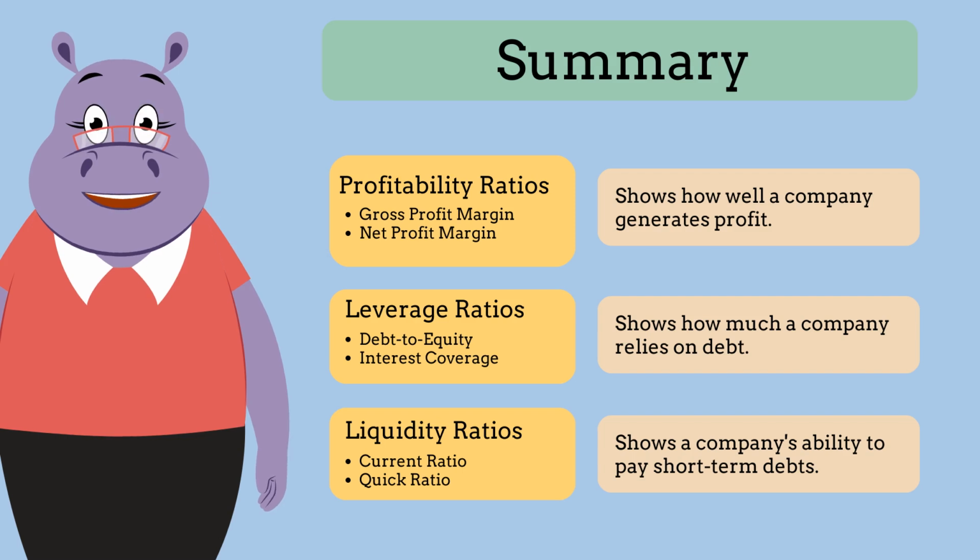Let's summarize what we've learned about financial ratios. Profitability ratios like gross profit margin and net profit margin show how well a company generates profit. Leverage ratios like debt to equity and interest coverage show how much a company relies on debt. Liquidity ratios like current ratio and quick ratio show a company's ability to pay short-term debts. These ratios are most useful when compared over time or against industry benchmarks.